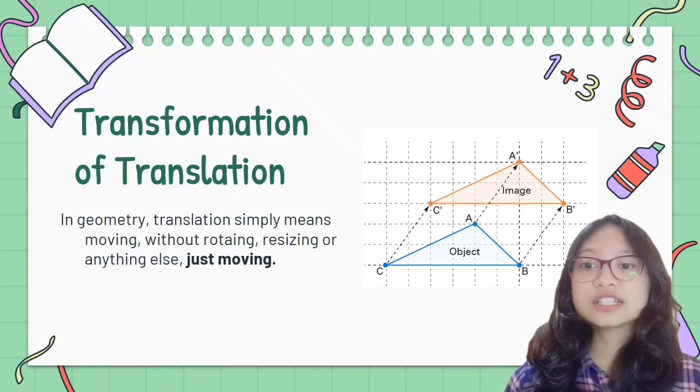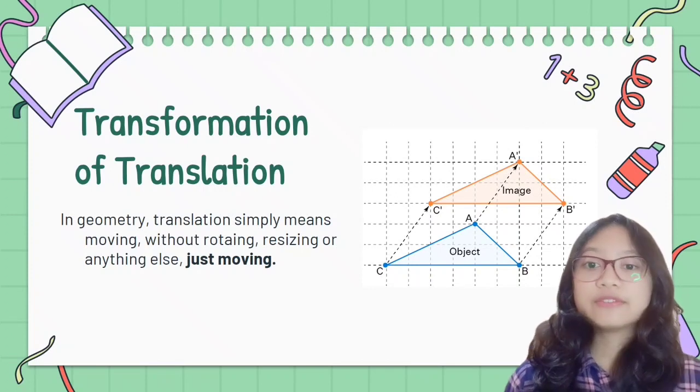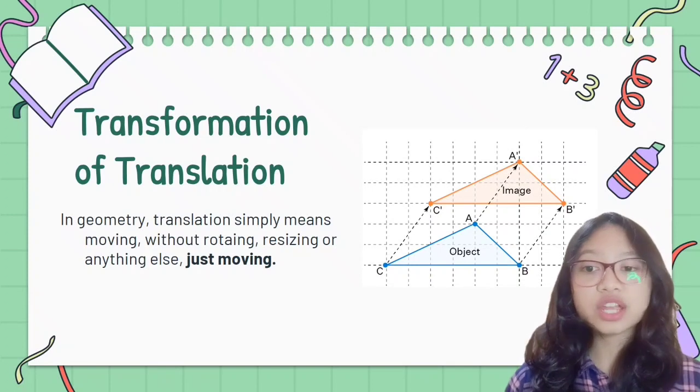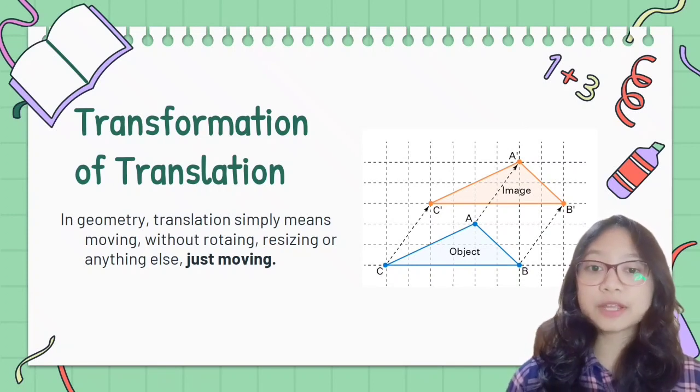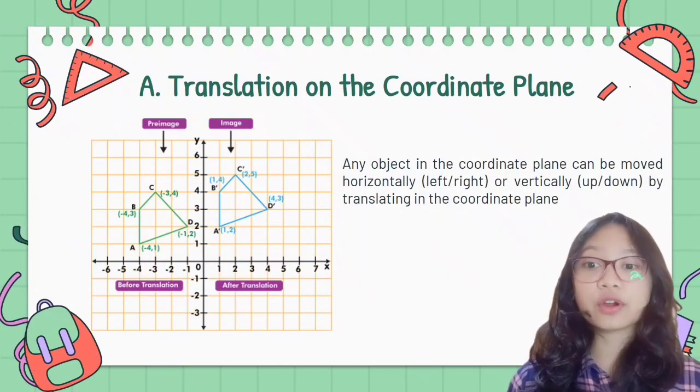The translated shape or the image appears to be the same size as the original shape, indicating that they are congruent. They simply shift in one direction. There is no change in the shape because the shape simply moved from one location to another. Okay, now let's move into translation on the coordinate plane.